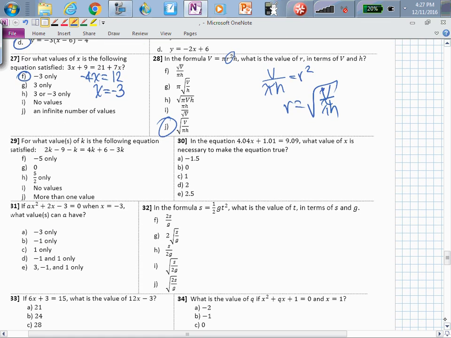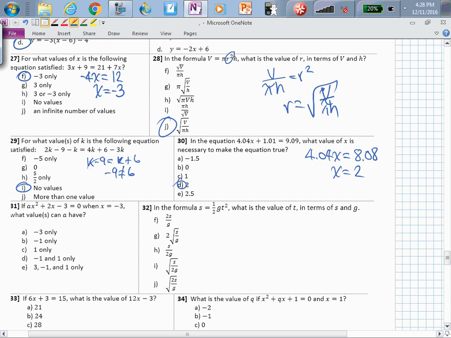29. For what values is the following equation satisfied? Let's move this over. I should put this together first. This gives me k minus 9 equals k plus 6. Minus k over it cancels out. -9 does not equal 6, therefore no values. Solve this one. We can move this one over here. We get 4.04x equals 9.09 minus 1.01. Use a calculator if you're struggling with that. And that gives me x to be 2.